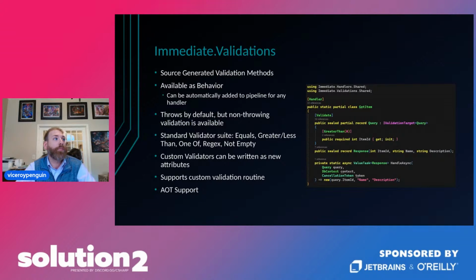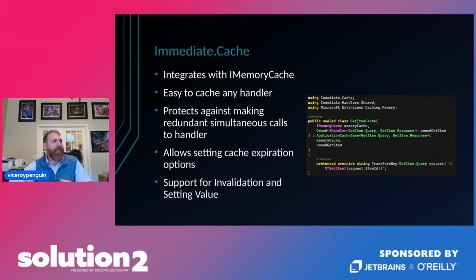And now that's something that you can do once. You can create the behavior once, and now every handler that has that validate attribute, that has that IValidationTarget, will automatically get validated on the back end. Duke had an example.